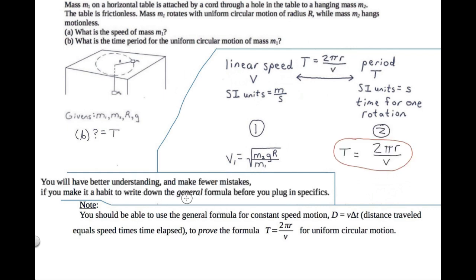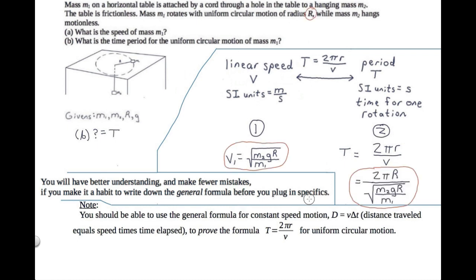First, write down the general formula. Then, plug specifics into the formula. For the radius, we substitute the given symbol, capital R. We're trying to determine the period for object 1, so for the speed, we substitute our result for the speed of object 1. So here's our result for capital T.